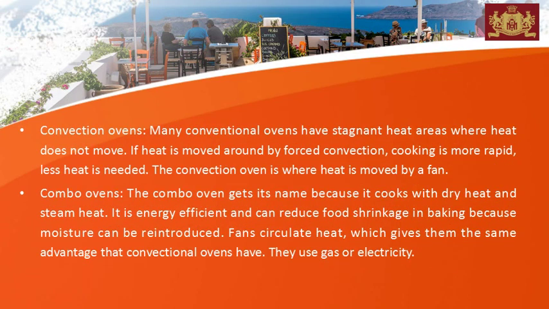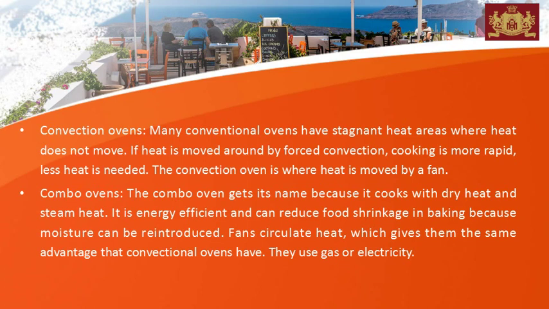Convection ovens. Many conventional ovens have stagnant heat areas where heat does not move. If heat is moved around by forced convection, cooking is more rapid, and less heat is needed. The convection oven is where heat is moved by a fan.